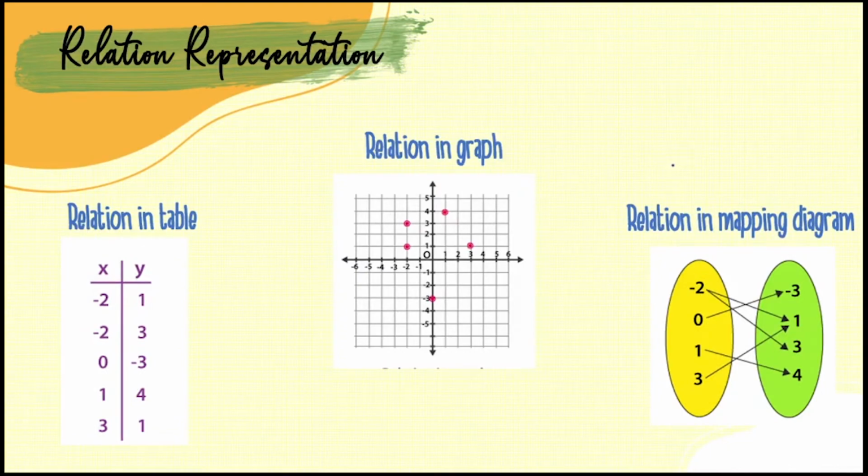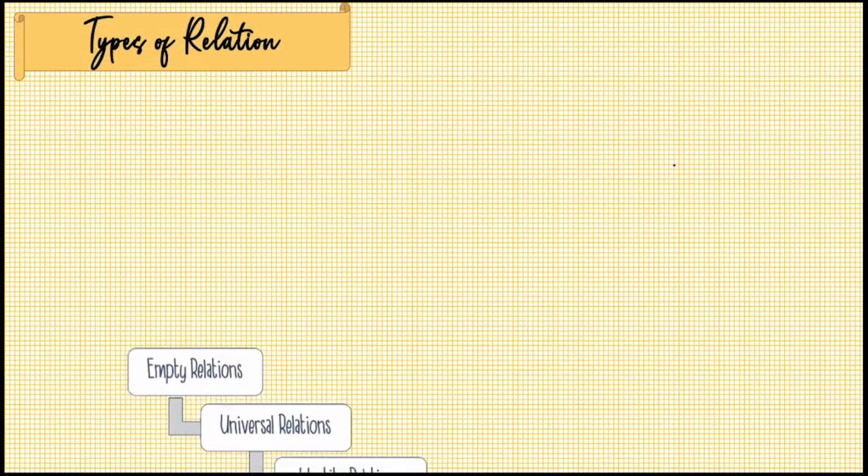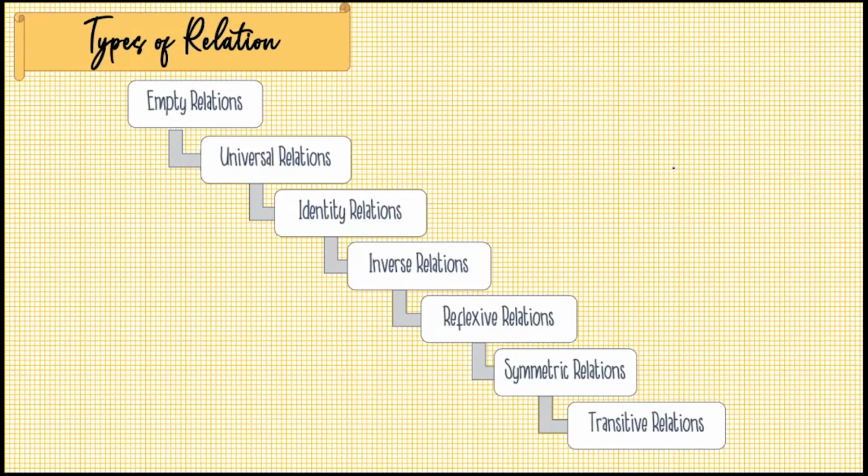Don't forget about types of relations. Different types of relations are as follows. First is empty relations. When there is no element of set A is related or mapped to any element of A, then the relation R in A is an empty relation and also called the void relation. That is, relation R is an empty set.